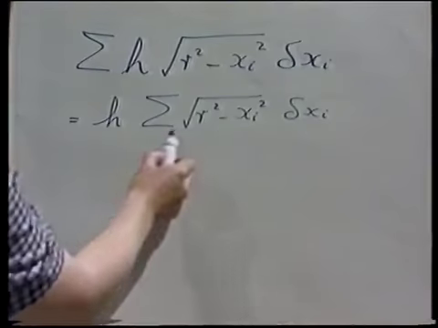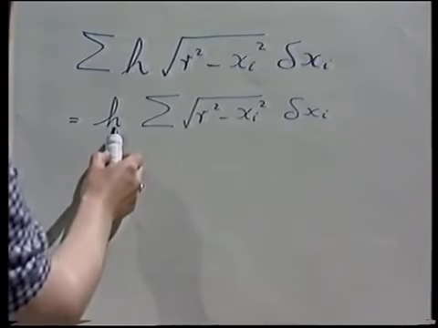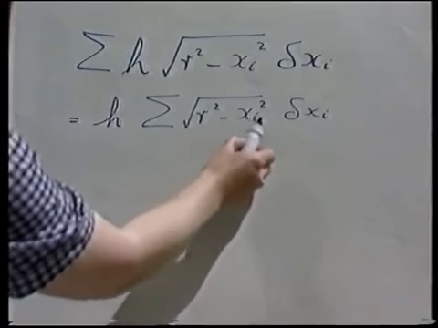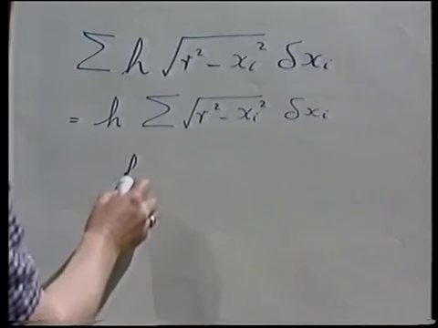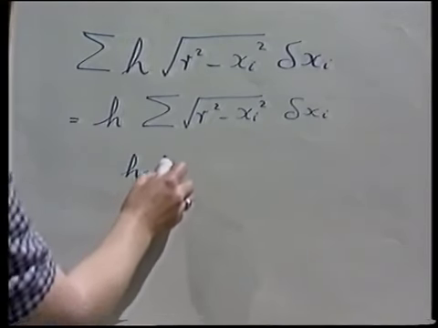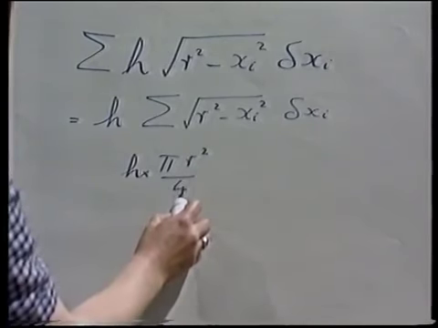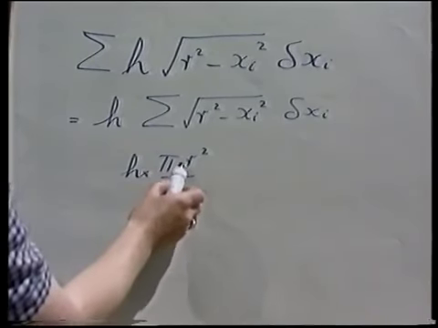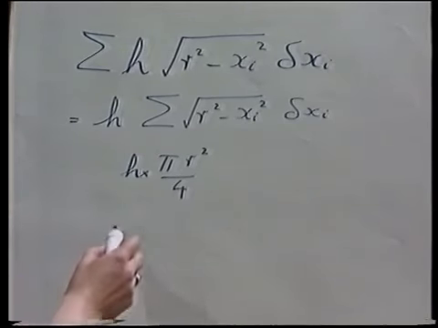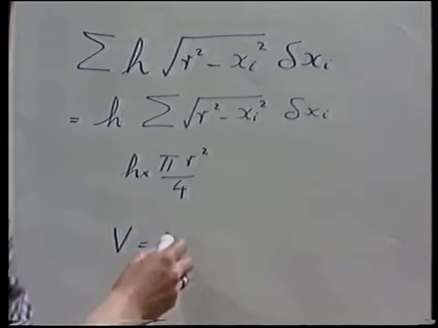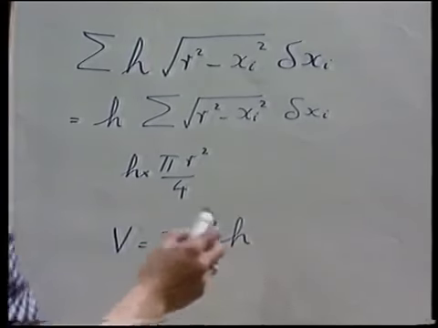So this whole expression for the volume of a quarter cylinder is h times the area of a quarter circle. And that's h multiplied by pi r squared over 4. So the volume of a whole cylinder V is pi r squared h.